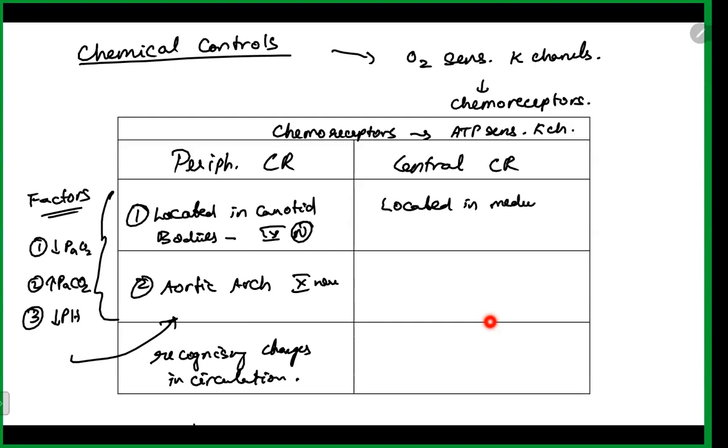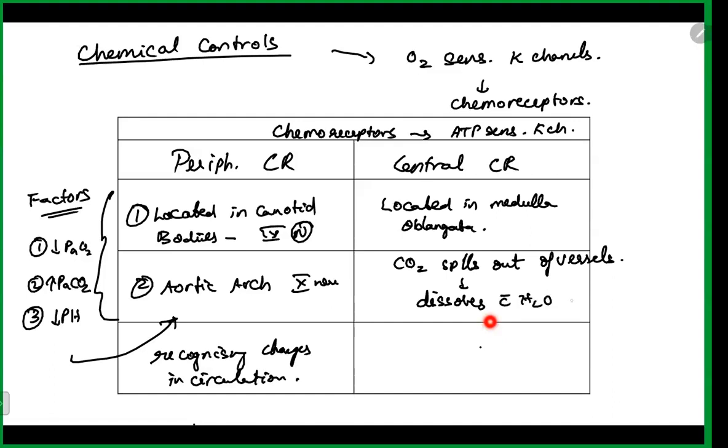They are going to be located in the medulla oblongata. So what happens? Your carbon dioxide spills out of the vessel, and it is going to dissolve with water in your CSF, and in the presence of carbonic anhydrase it is going to form H2CO3. This H2CO3 again is going to form H plus and HCO3 minus.